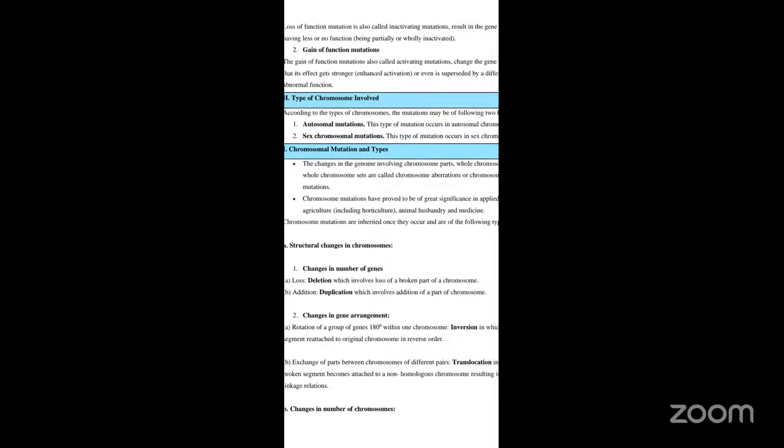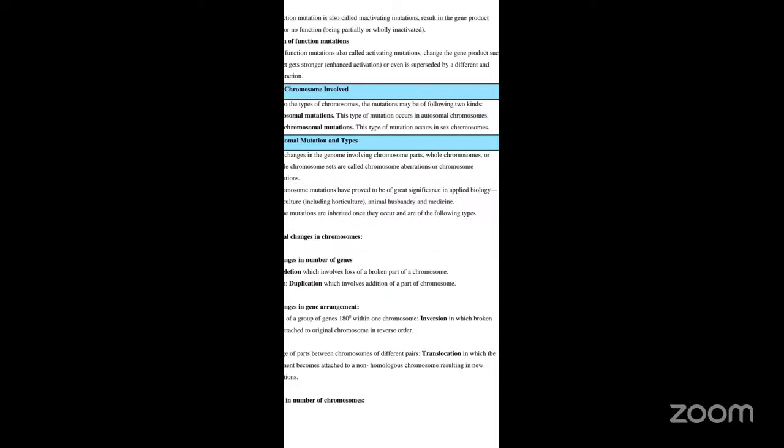Rotation is nothing but a rotation of a group of genes around 180 degrees within one chromosome. And inversion is nothing but the broken segments being reattached to the original chromosome in a reverse manner. So rotation or inversion means one and the same.